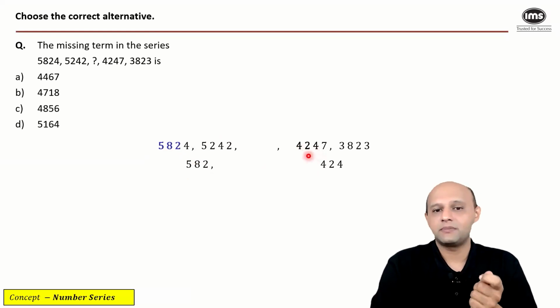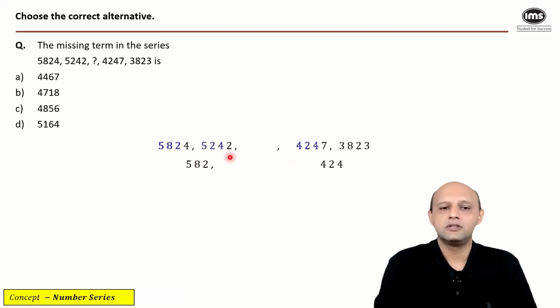And therefore, if you subtract 424 from here, what do you get? 3823. So can we say that the pattern has been established? Yes. Now all we need to do is just to verify that by filling this space. So therefore, 524, if you subtract 524 from 5242, what will you be left with? You will be left with 4708, which should be your answer, right?